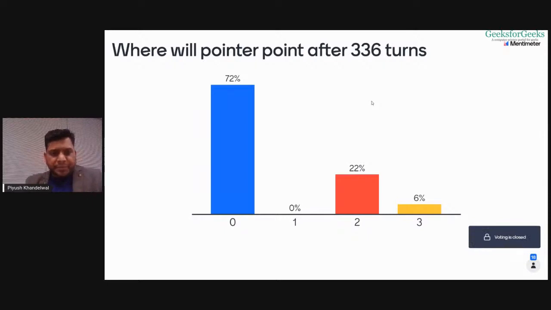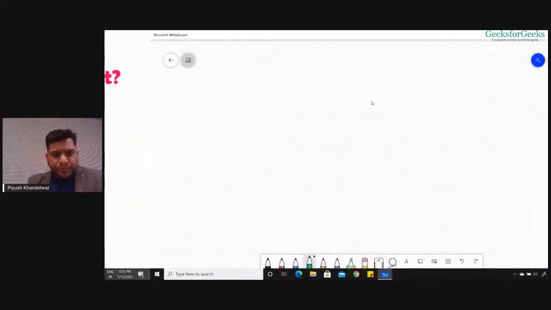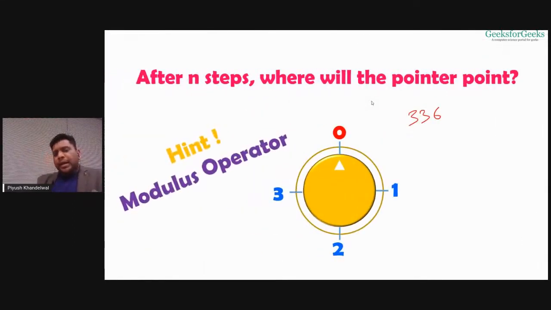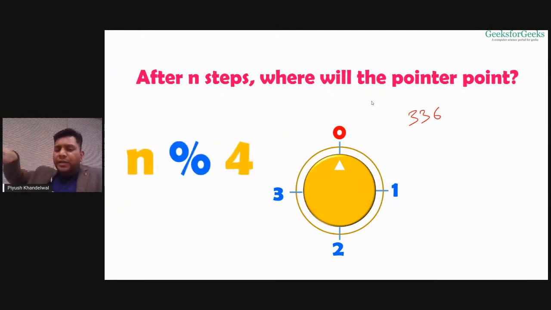Okay, so let's get back to the solutions. See, you can use the modulus operator for it. After every 4 rotations it will be set to 0 again. When I move once it will be at the first position, when I move twice it will be at 2, then on the third turn it will be at the third position, and on the fourth it will be reset to 0. So we need to perform the modulus operation by 4, and after every 4 rotations it will be pointing to 0, right?